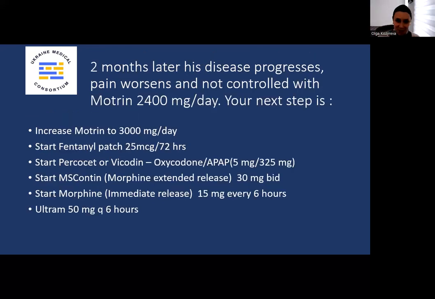So go back to our case, the prostate cancer patient. 2 months later, his disease progressed, pain worsened, and it's not controlled with Motrin. He's taking Motrin up to 2,400 milligrams a day. What is your next step according to the WHO ladder? Increase Motrin, start a fentanyl patch, start Percocet or Vicodin, a combination with acetaminophen, start MS-Contin, morphine extended release, 30 milligrams twice a day, start morphine immediate release, 15 milligrams every 6 hours, or start Ultram 50 milligrams every 6 hours.